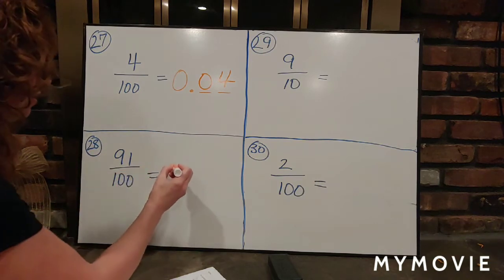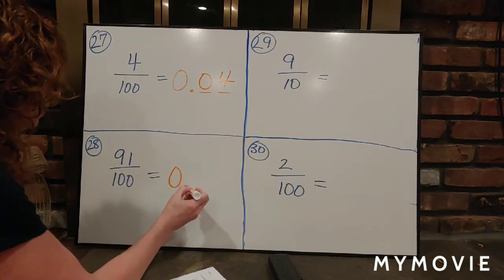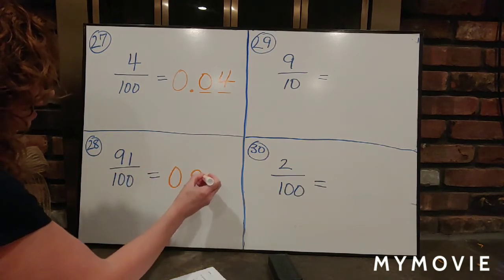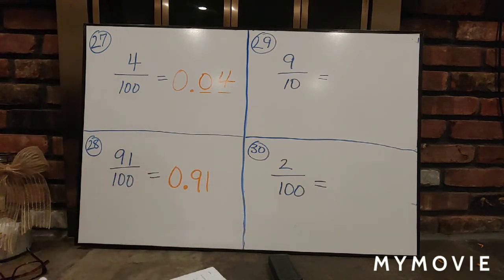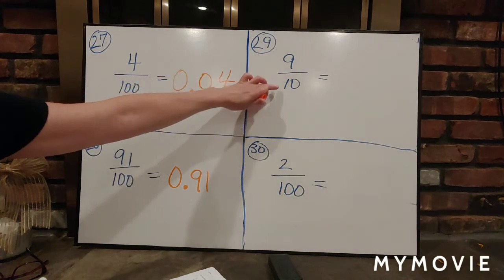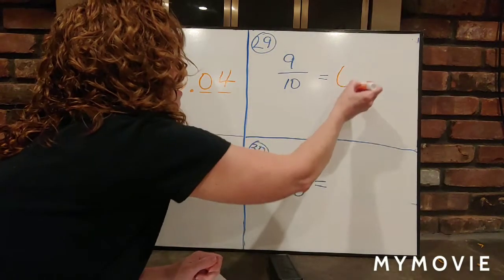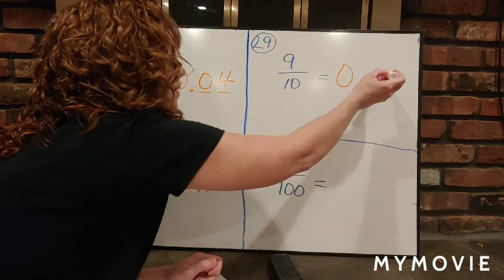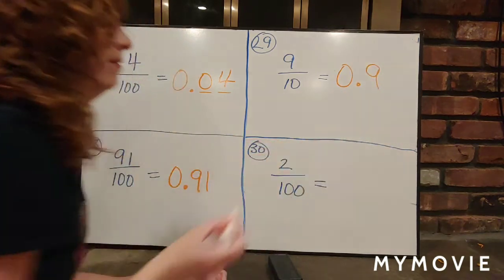91 hundredths. We have 0 in the ones column, and now we have 91 hundredths. This is 9 tenths. 0 in the ones column, 9 in the tenths column.